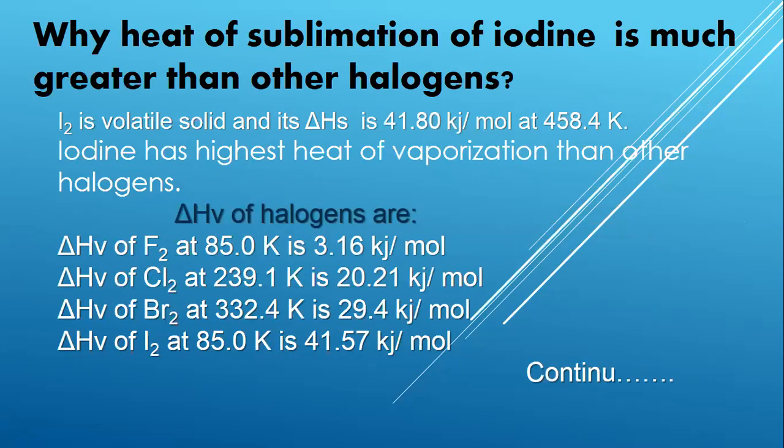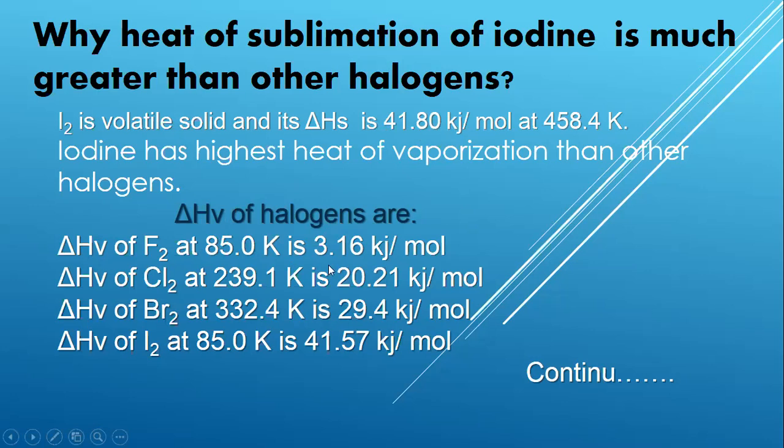Next question is, why is the heat of sublimation of iodine much greater than other halogens? You know that halogens are fluorine, chlorine, bromine, and iodine. Iodine is a volatile solid, that is, it can easily change from solid to liquid and liquid to gas phase. Its ΔHs is 41.80 kilojoule per mole at 458.4 Kelvin. Iodine has the highest heat of vaporization among the halogens.